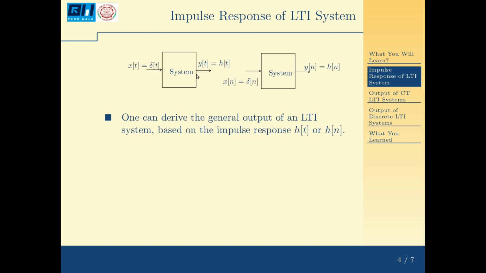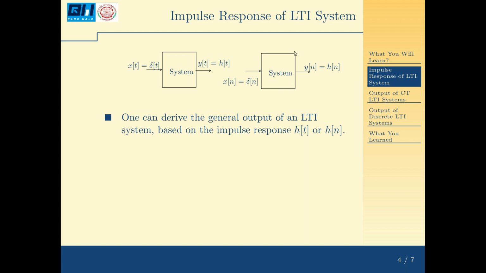This picture represents it all. I have x(t), a continuous time system with input x(t) and output y(t). Now when this x(t) is replaced by delta(t), the output y(t) will be h(t). That is the impulse response of the system. It is characterized by h, usually denoted by h.